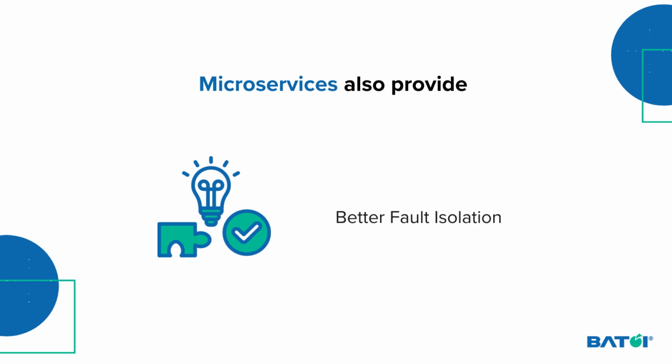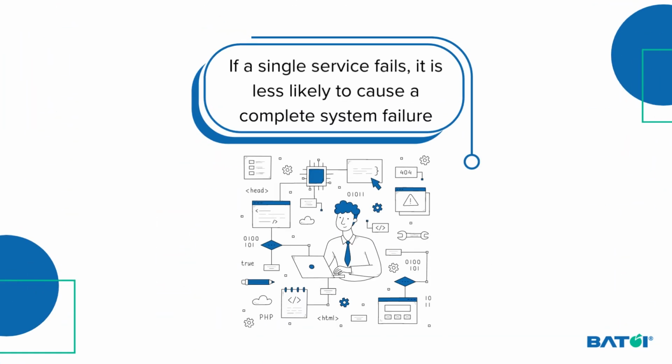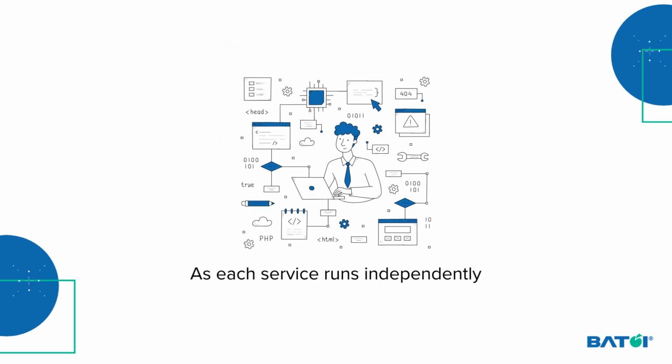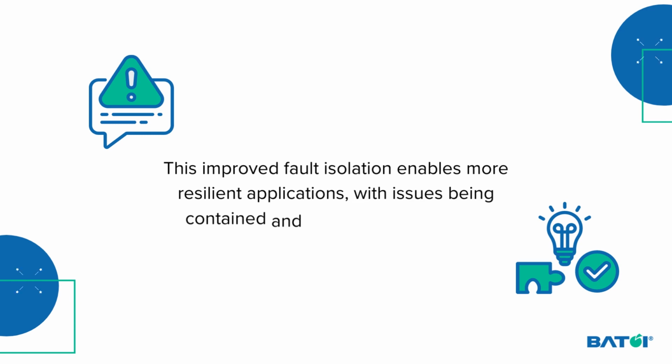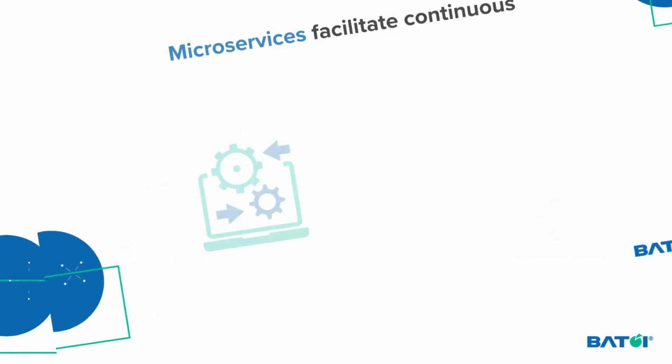Microservices also provide better fault isolation. If a single service fails, it is less likely to cause a complete system failure, as each service runs independently. This improved fault isolation enables more resilient applications, with issues being contained and resolved more quickly.